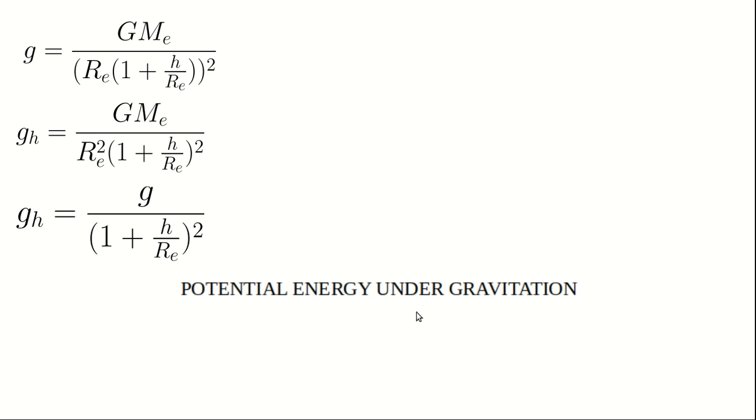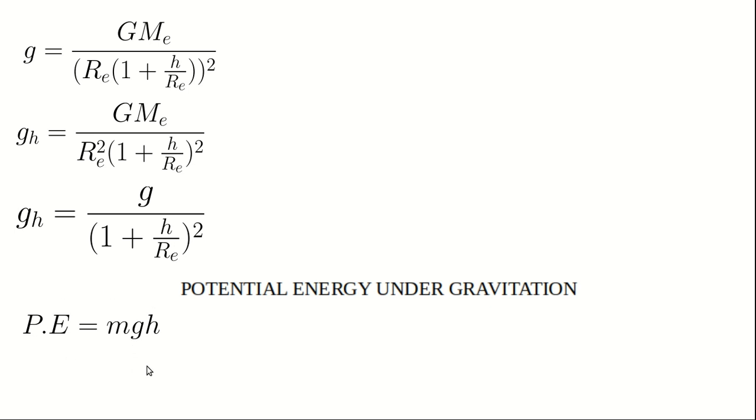Let's consider the potential energy under gravitation. So far we've looked at gravity and the forces between the earth and the body. Now let's look at the potential energy under gravitation. The common formula that we are familiar with is potential energy equals mgh, right? But in gravitation we hardly use this formula, because when you move far away from the earth's surface towards infinity, the potential energy will be infinity, and in physics we don't want that kind of situation. We want a situation where we can get a value.